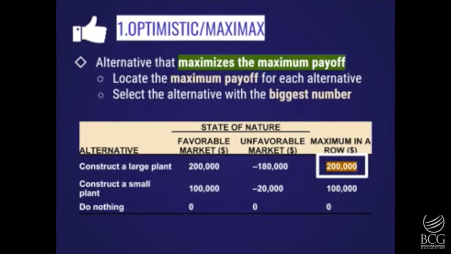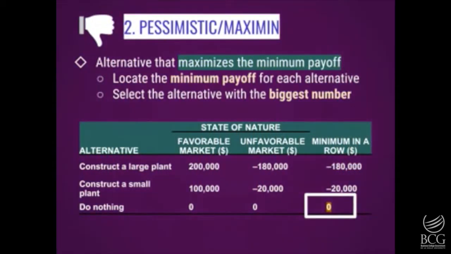Next, we have the pessimistic or maximin approach. It is used to find the alternative that maximizes the minimum payoff. Here is an example. What we do to get a decision is to locate the minimum payoff for each alternative.